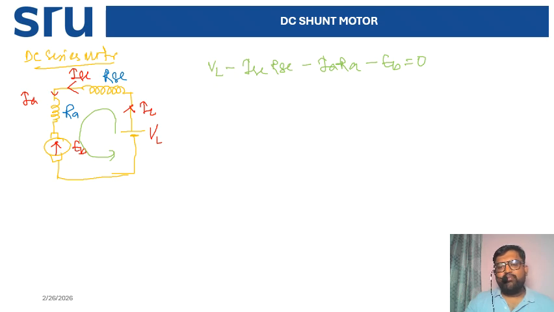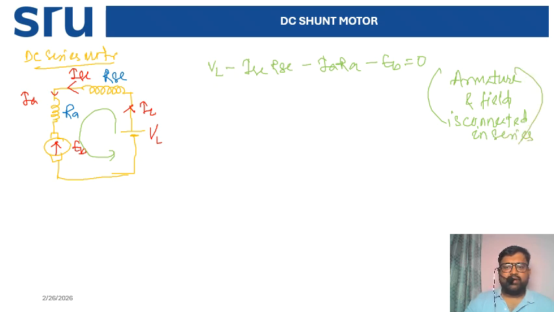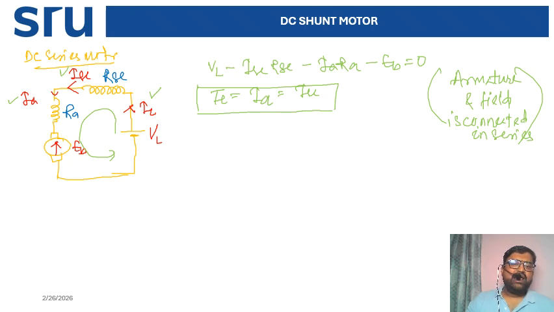One point you have to remember: the armature and field are connected in series. Keep in mind, if it is connected in series, then all the currents I mentioned, IL, IAC, IA, are equal. Then you put a remark that IL equals IA equals IAC in series. But shunt is different: IL equals IA plus ISH. Don't be confused. In series, all the currents are equal.